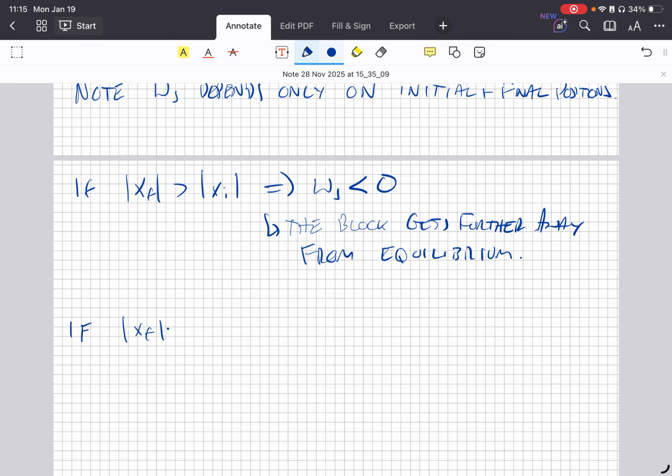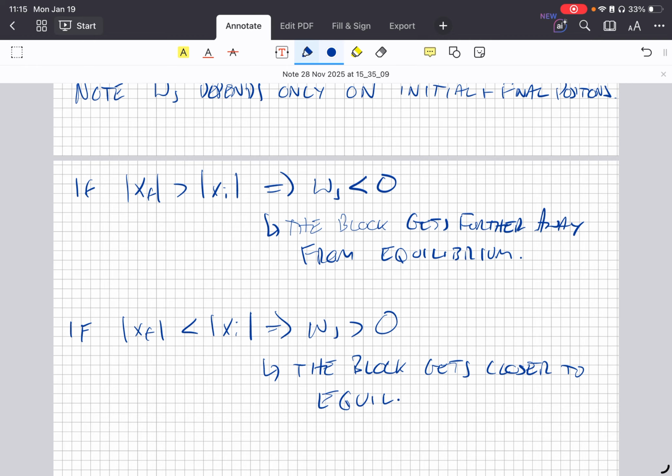On the flip side, if xf is less than xi, so if I move closer to the center or to the equilibrium position, then the work done by the spring is positive. So the block gets closer to the equilibrium position.